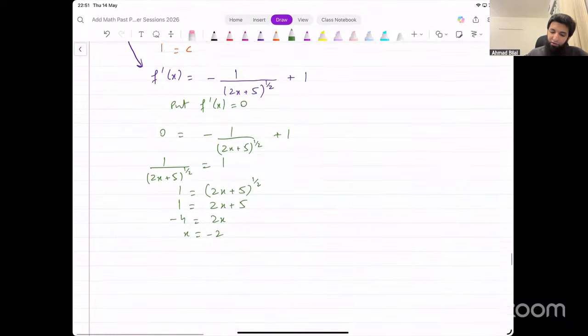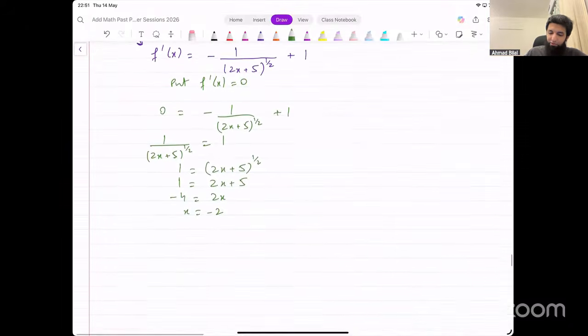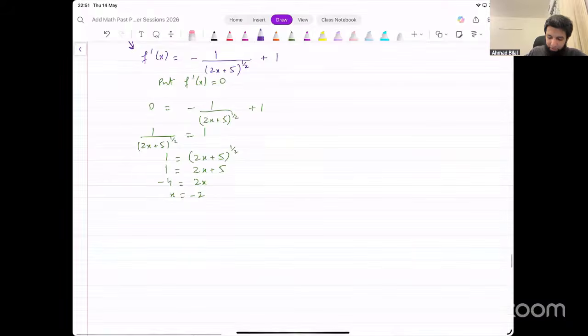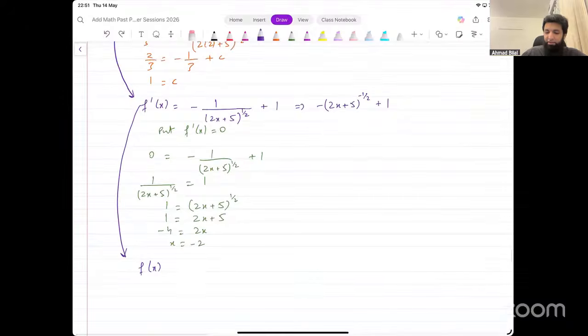Okay, now, once we've got the x coordinate, find the y coordinate now. How do we do that? We have to integrate that function again, f of x. Let's integrate this again. What I'll do is I'll write down the derivative in the power form. So it's minus (2x plus 5) whole raised to power negative 1 over 2 plus 1. Okay, that's the derivative. Let's integrate again.